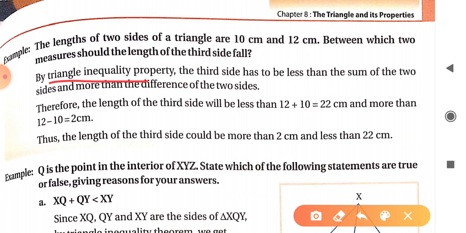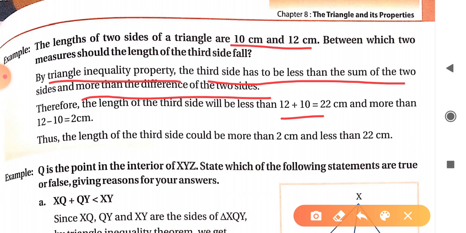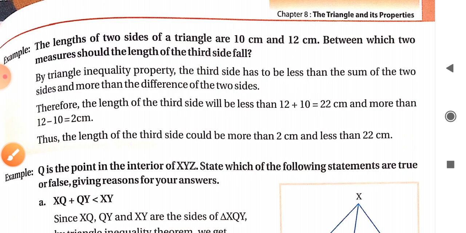By triangle inequality property, the third side has to be less than the sum of two sides and more than the difference of two sides. Sum of sides means 12 plus 10, which is 22. So the third side should be less than 22 and more than 12 minus 10, that is 2. So it should be more than 2 cm and less than 22 cm.